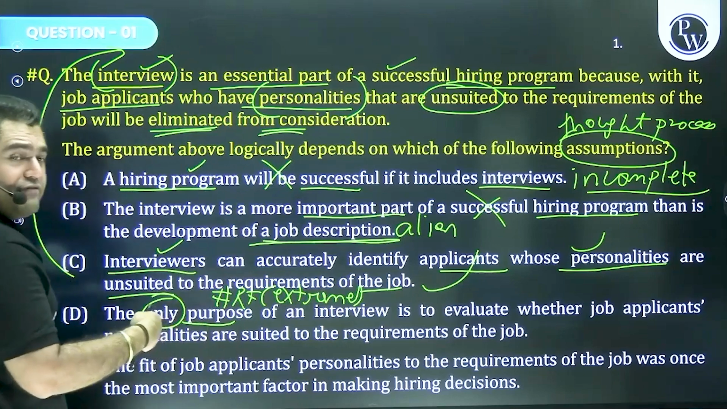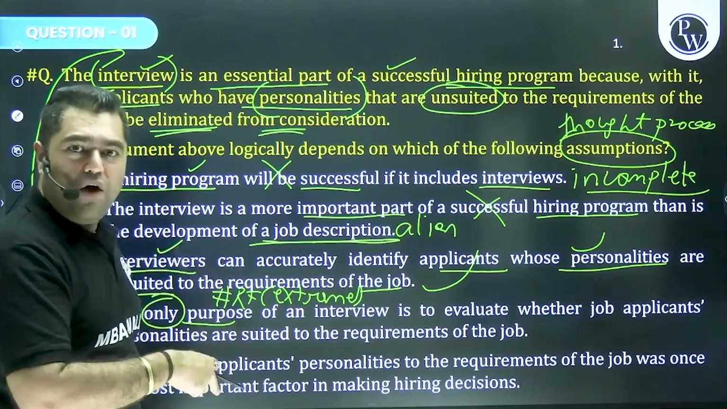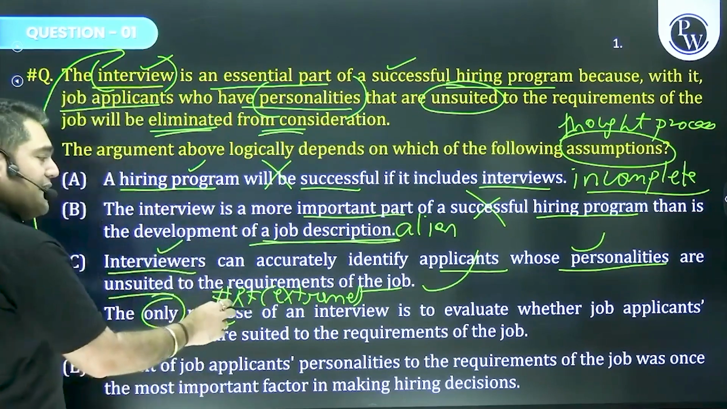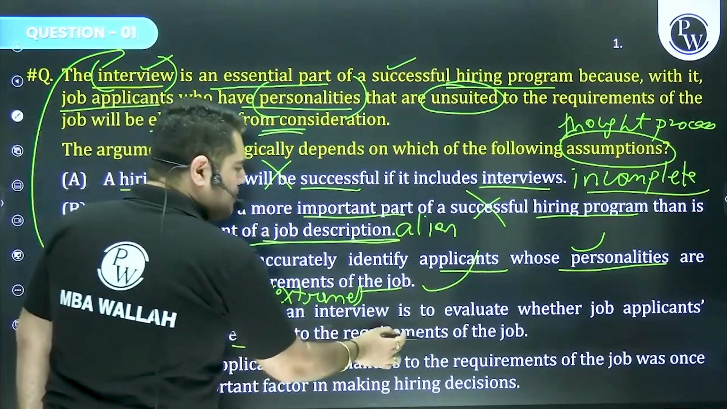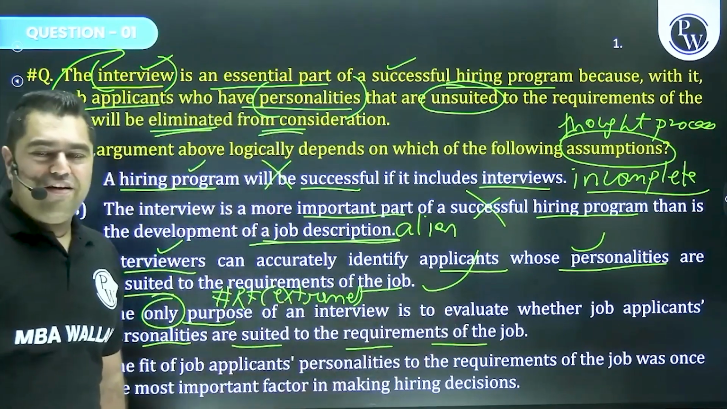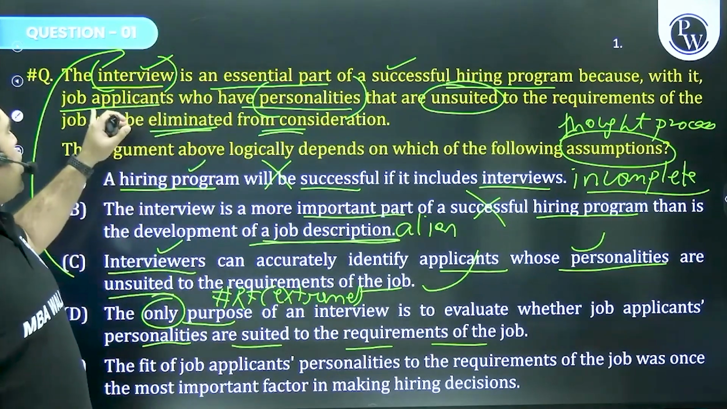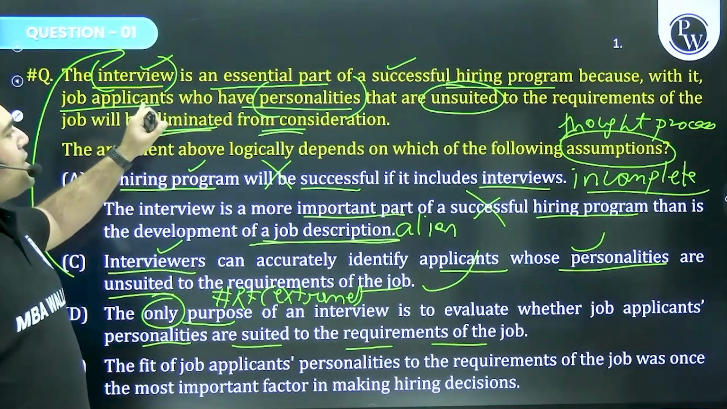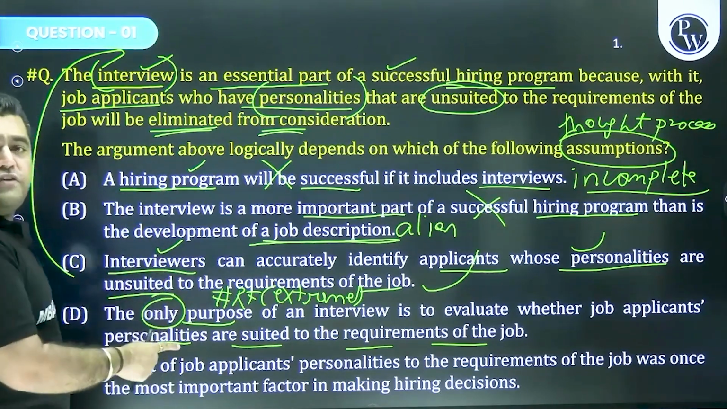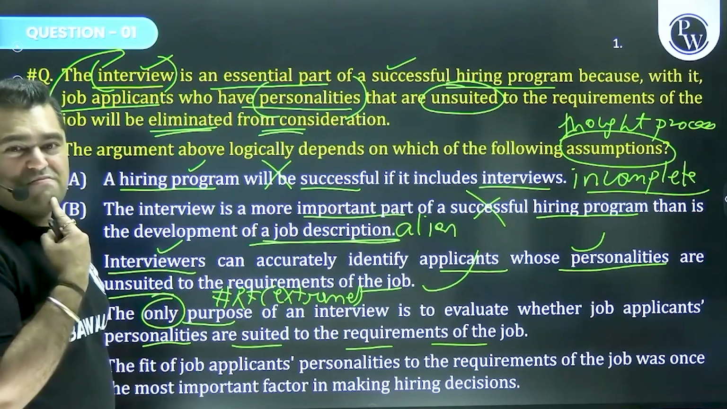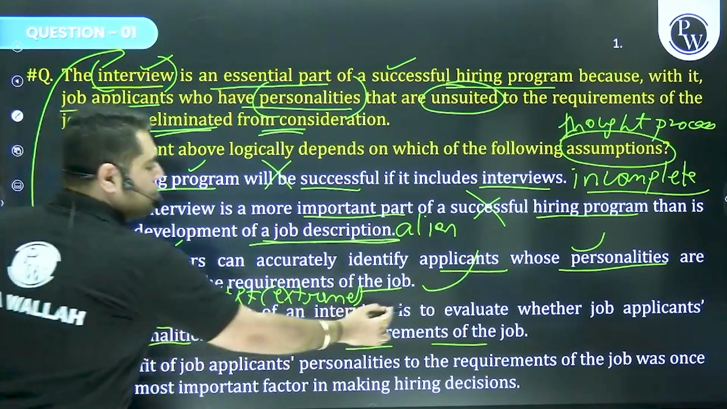See, start forming red flags beforehand. Red flags mean very different things in Amit sir's world and your world from now. Not those red flags, okay? Of an interview is to evaluate whether job applicants' personalities are suited to the requirements of the job. It's good, I like it, sir. Okay? But here what is the question saying? That the interview is an essential part because job applicants who are unsuited to the requirements will be eliminated. But people, that doesn't mean that the only purpose of an interview is that. There could be other purposes also. Interview does serve this, but there may be others which we don't know. So by calling it the only purpose, you are making it extreme. Be careful.